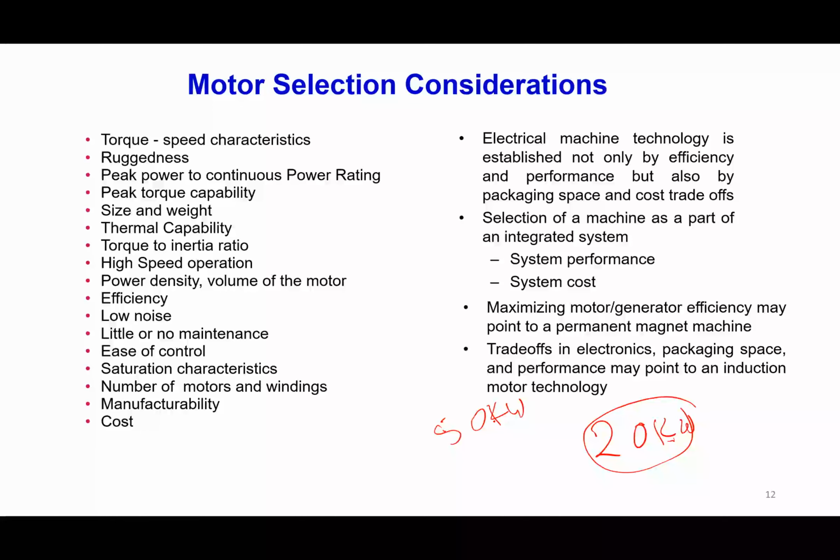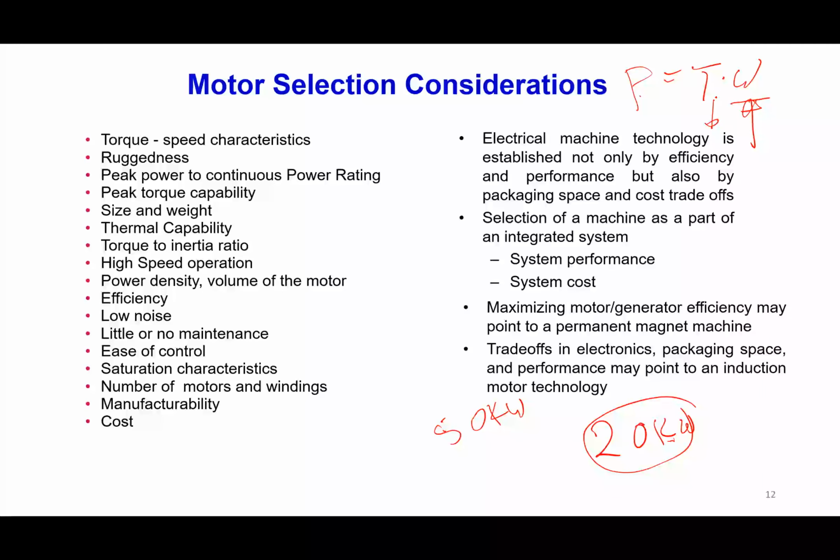The size and weight have to be low, and it has to withstand high temperature. It should be able to operate at a high speed, because many applications require motors to be operated at very high speeds, for example in aerospace applications. Another advantage is that power is equal to torque times speed. So for a given power, if you increase the speed, the torque decreases to achieve the same power.